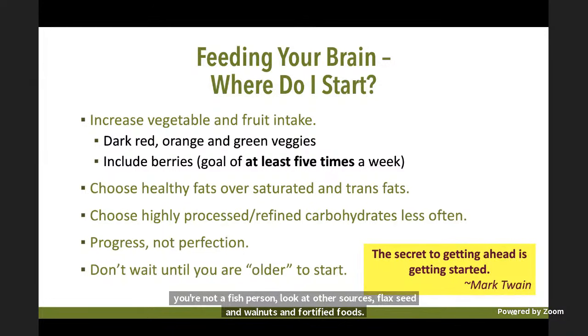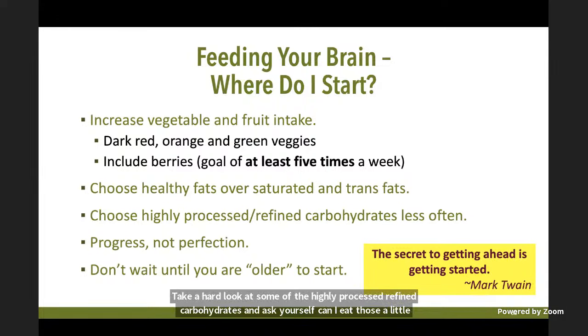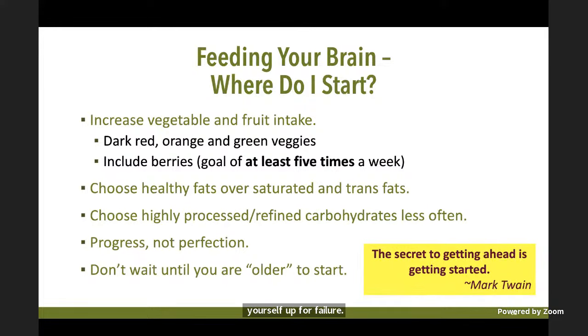Again, we're looking at progress, not perfection. If you decide to wake up tomorrow and say, I'm going to throw out all the junk food and I'm only going to eat a healthy diet, that is great. But you may be setting yourself up for failure. What we know from research is this has to be done incrementally, because you want these habits to stick for the long term. So progress, not perfection.